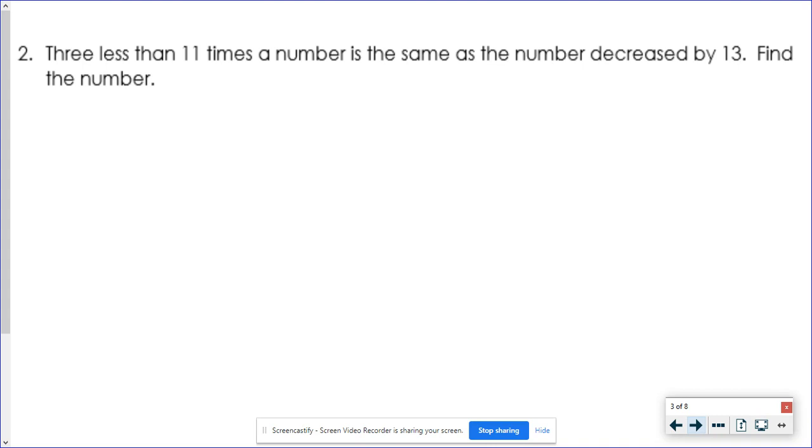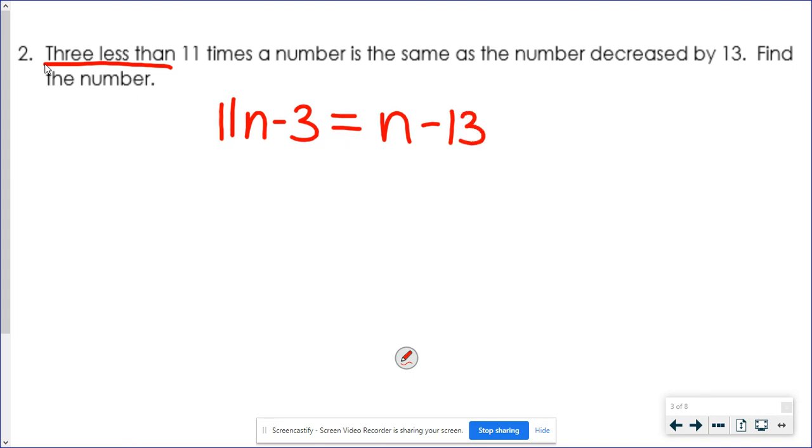Second example, we've got 3 less than 11 times the number is the same as the number decreased by 13. Find the number. So 3 less than 11 times the number. Again, 3 less than is going to mean minus 3 at the end of this side. So I have 11 times the number, and I want 3 less than that. Is the same as the number n decreased by 13, which just means subtract 13. I would sneak a 1 in front of that.